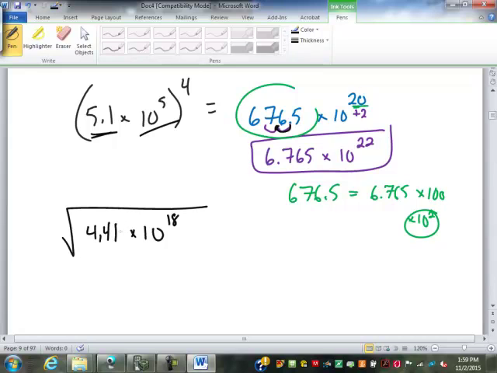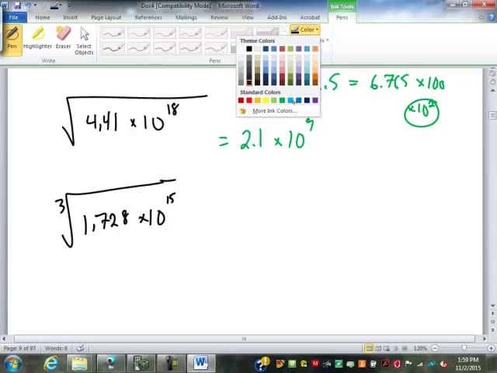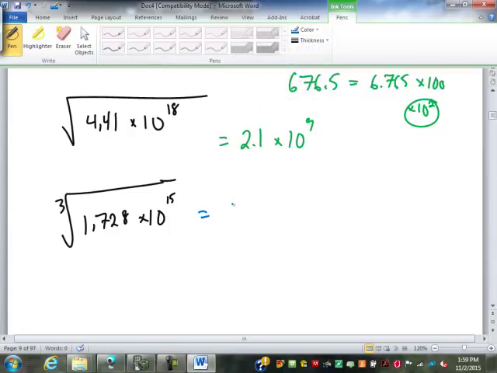So the square root of 4.41 times 10 to the 18th. What's the square root of 4.41? 2.1 times 10 to the 9th. You divide the power by 2, just like we do with other variables and their powers. How about the third root of 1.728 times 10 to the 15th? What's the third root of 1.728?